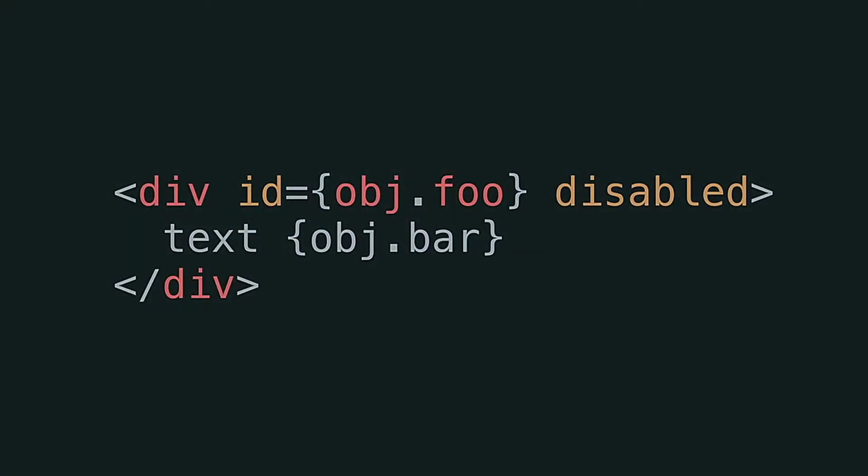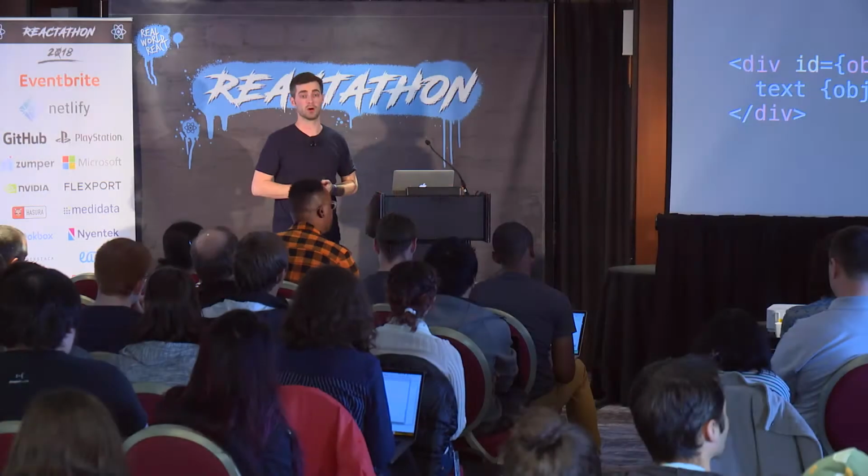But let's look at an actual concrete example. I wouldn't say this is a tough example, but it's non-trivial, so don't get super concerned if I lose you. This is a div where I'm passing in the id of whatever the value of object.foo is. And I've also got that disabled prop, which basically means disabled equals true. It's the same thing as shorthand. And then I've got that interpolation of object.bar.